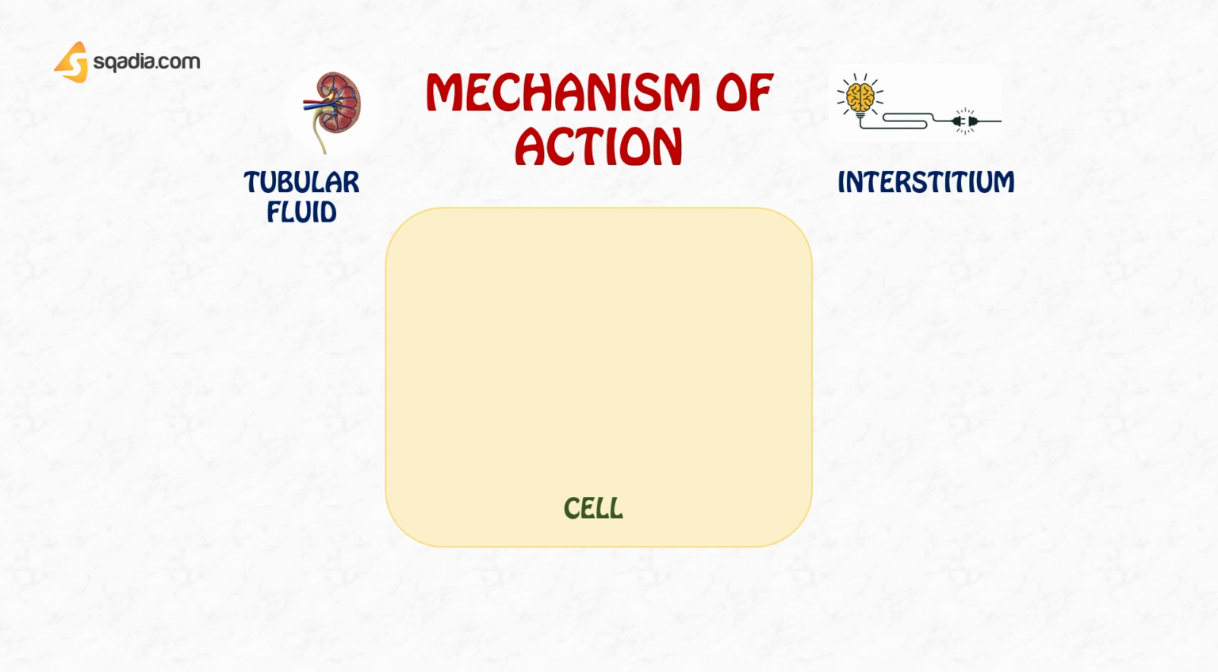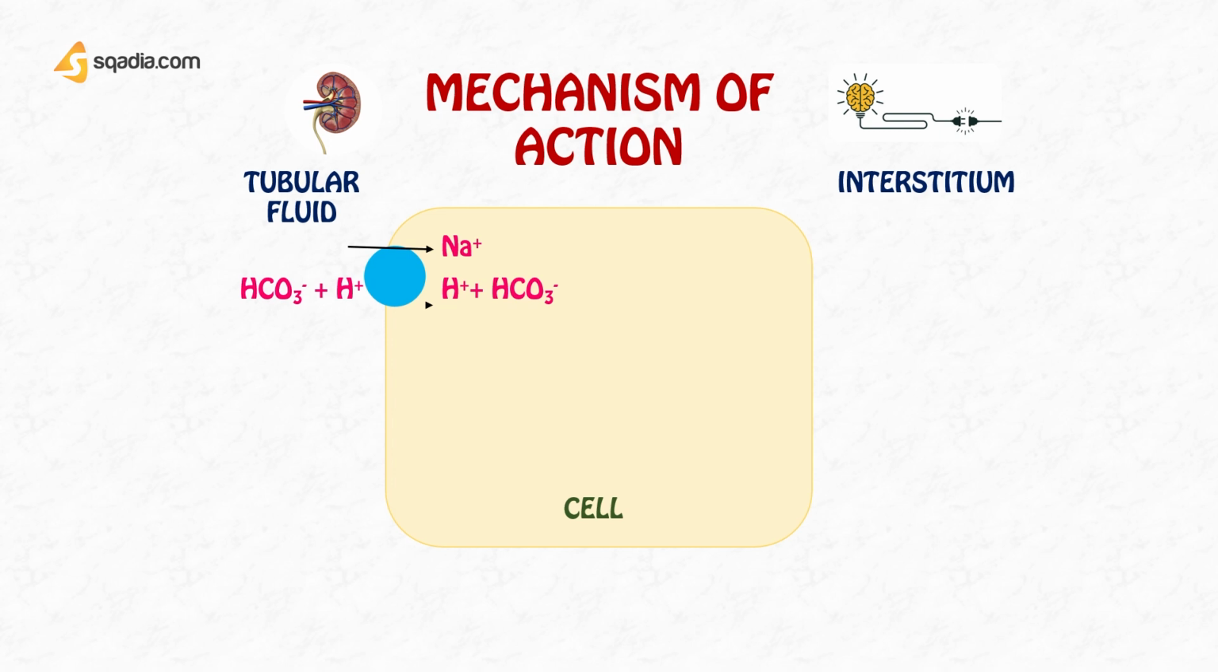So the carbonic anhydrase enzyme is located both in the lumen as well as in the cell, and both the sites will be targeted by these drugs. So first of all we will see what is the normal mechanism that is occurring in the cell of the proximal tubules. Here you can see on the apical side there is a sodium hydrogen exchanger, and this will cause sodium hydrogen exchange from the lumen.